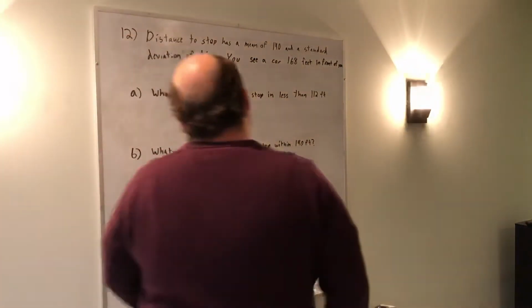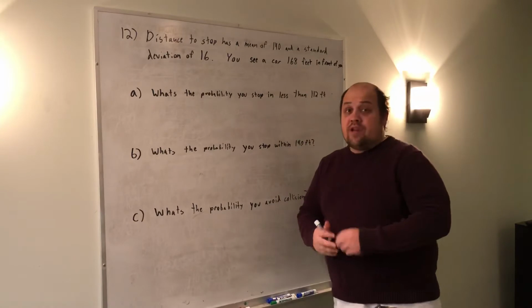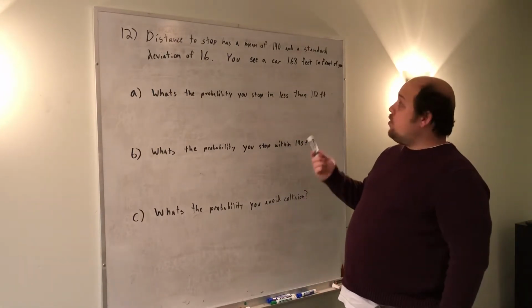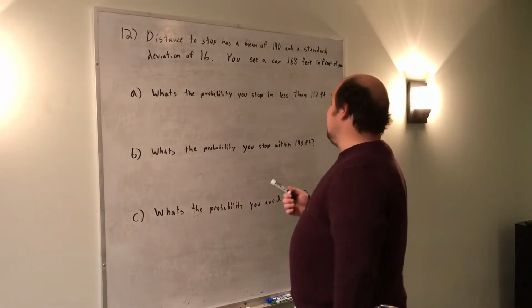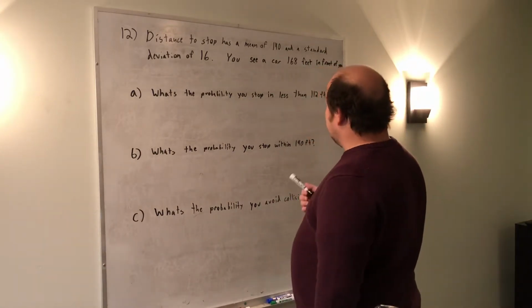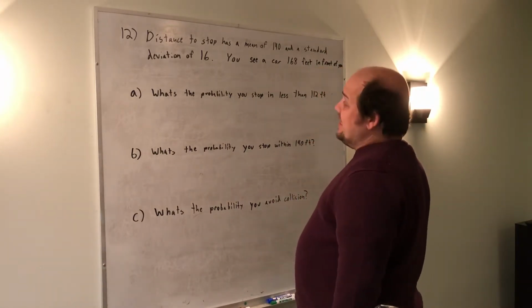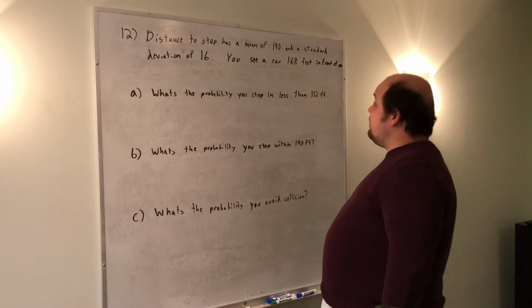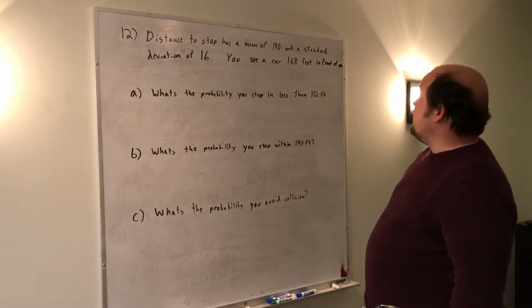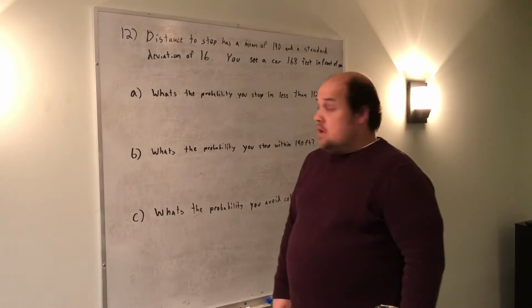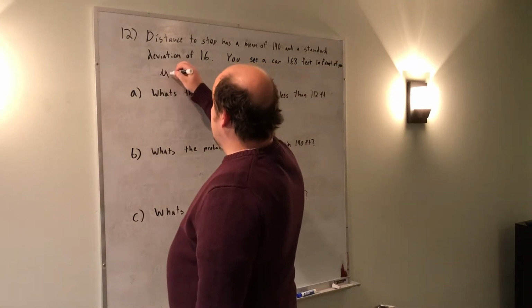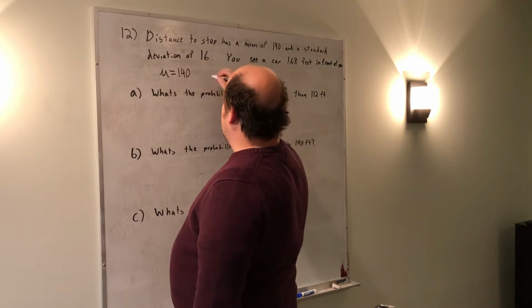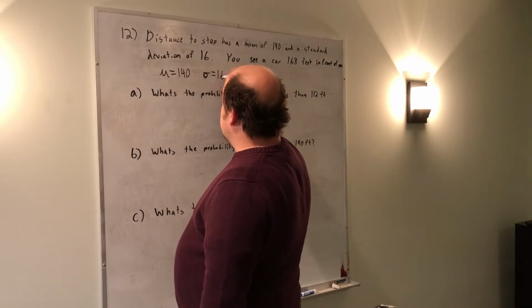For the final part of this sample test, we're given a situation where you're driving in a car at 40 miles per hour. The distance to stop the car has a mean of 140 feet and a standard deviation of 16 feet. You see a car 168 feet in front of you. Two key things we're going to pull out of here are the mean, 140 feet, and the standard deviation, 16.